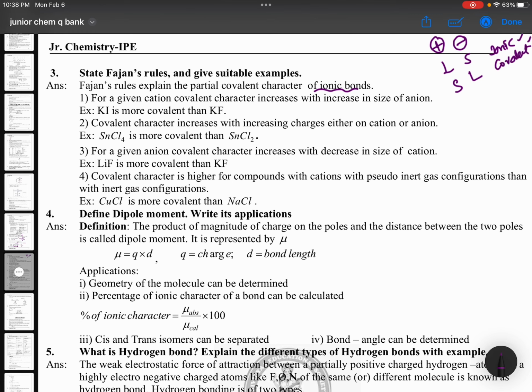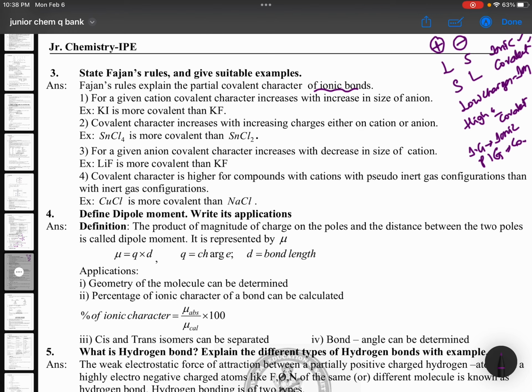Over 2 points. Then less charges, low charges favor ionic bond, high charges favor covalent bond. Inert gas configuration, ionic bond, pseudo inert gas configuration, that is covalent bond. Right? Now you see how we write.